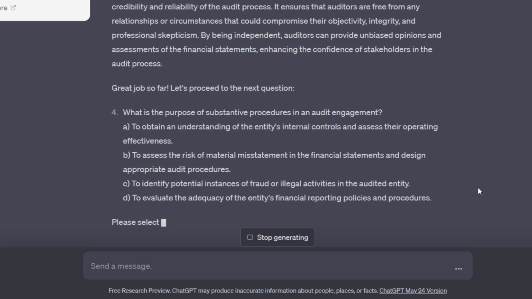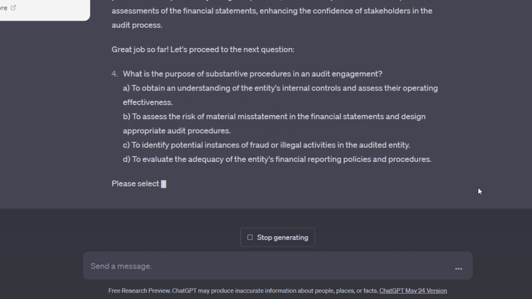What is the purpose of substantive procedures in an audit engagement? To obtain understanding, to assess the risk of material misstatement in the financial statements and design appropriate audit procedures. No, substantive procedures is already the procedure itself, not the design part. You don't have to design already. The substantive procedures are already, how do I say this? The substantive procedures is what should be designed.